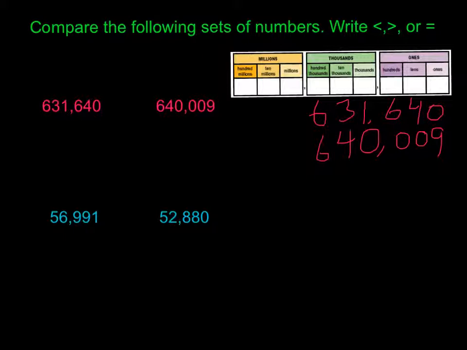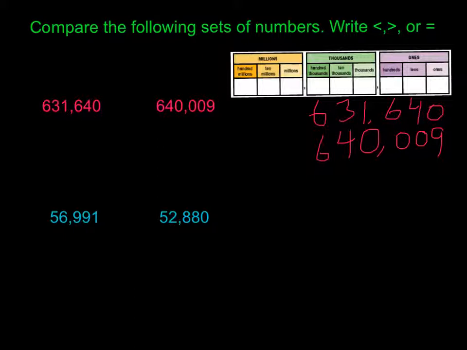So the first thing we're going to do is compare starting with our highest place value. Our highest place value in this case is our 100,000s. So we're going to look here. We see that 6 and 6, they are equal. So we're going to move to our 10,000s. In our 10,000s place, we have a 4 and a 3. Because 40,000 is more than 30,000, we know that 640,009 is going to be the greater number.